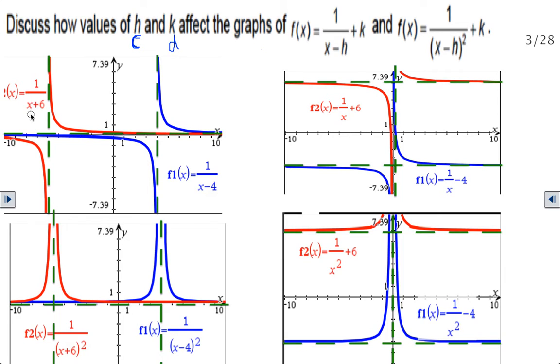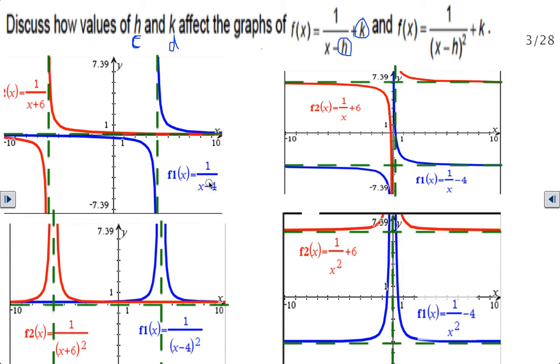If you have 1 divided by x plus 6, you're moving it to the left side. Notice the difference if we're adding on the outside out here. We're moving up and down. If we're adding 6 at the end, we're moving up. If we're subtracting 4 at the end, we're moving down 4. Also be aware that this value here and this value here tell you where your vertical and horizontal asymptotes are.